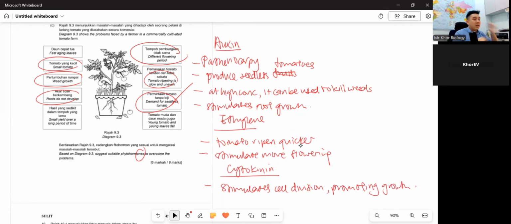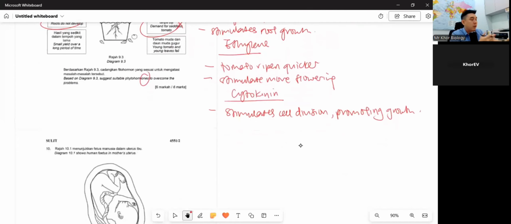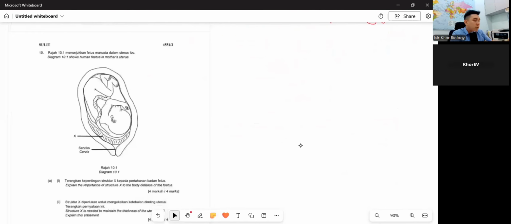So it's only 6 marks, but of course you can go the distance to give more points. If you are quite well versed with the early topics, chapter 2 to 6, this is a very doable question. Question 9. All right, moving to question 10.